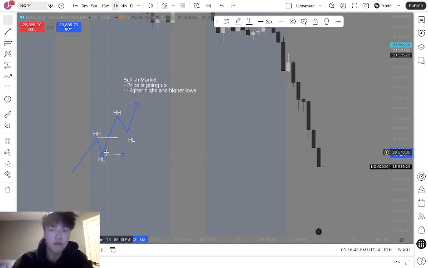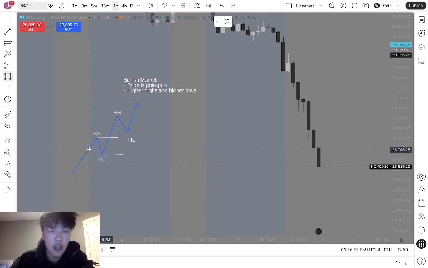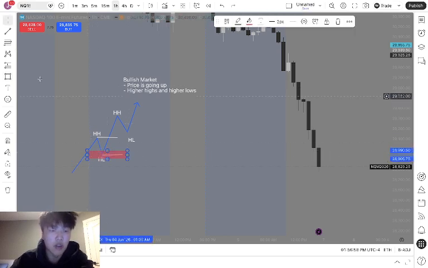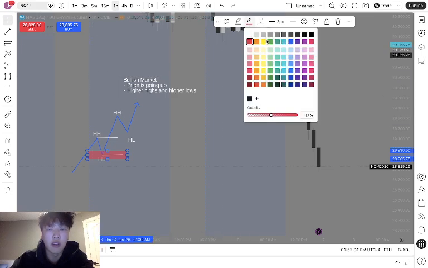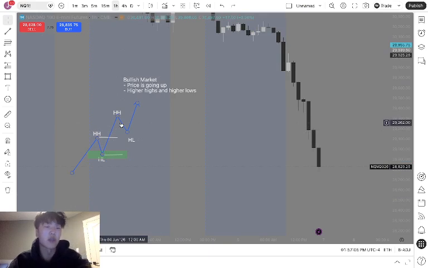But what we see here is when price goes up here and comes back down here, what we would be looking for if we're going to be trading continuation is, let's say, a fair value gap. So imagine there's a fair value gap right here. Price tapped off this fair value gap and started going up, right? So that's just something we can use to trade continuations in a bullish market.